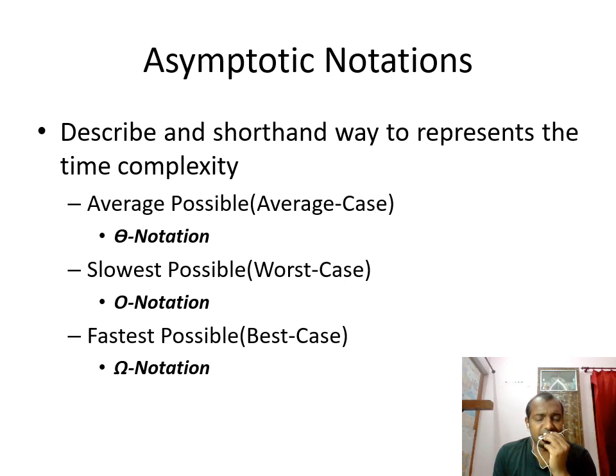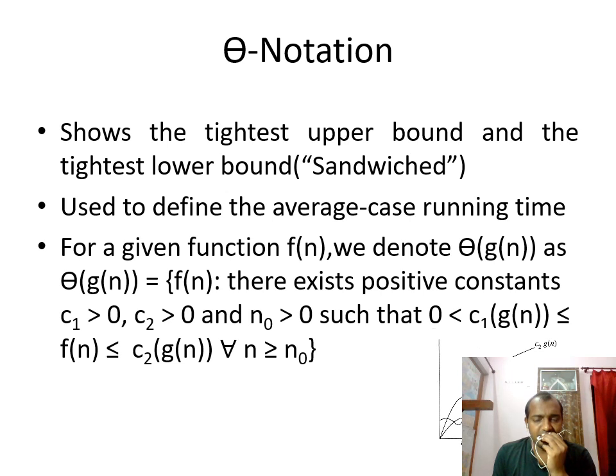There are three notations: theta notation, big O notation, and omega notation. Theta notation shows the average possible time or average case time complexity of the given algorithm. Big O notation shows the slowest possible time or worst case time complexity. Omega notation shows the fastest possible time or best case time complexity. In this session, we will discuss the theoretical as well as mathematical background of these notations.